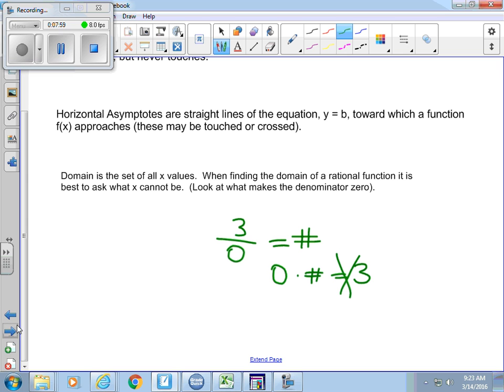Okay, so when we're looking for domain, we're going to look for all the x values that don't make the denominator 0.